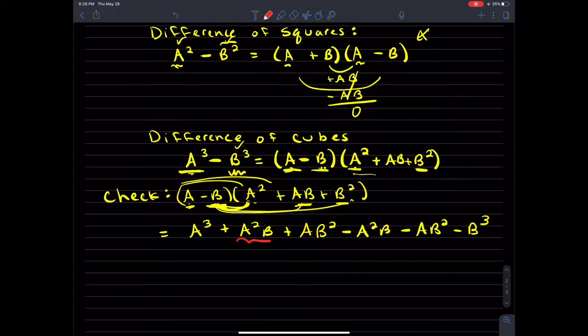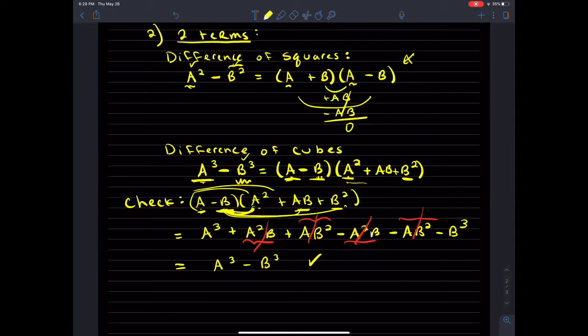This is plus a squared b minus a squared b. They're exactly the same, but opposite, they cancel. And this is ab squared. Those cancel. And that's our difference of cubes.